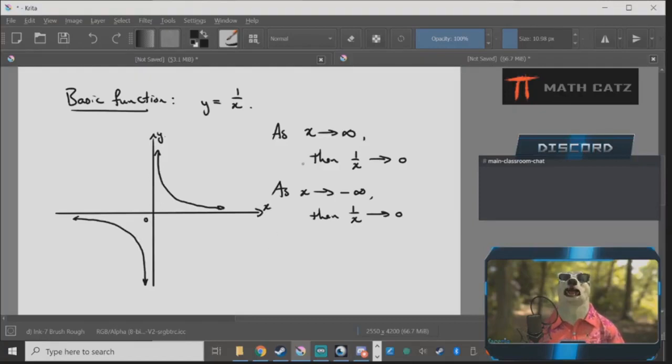So when we have a number here that the function approaches as x gets really big positive or really big negative, then we're going to call that a horizontal asymptote.